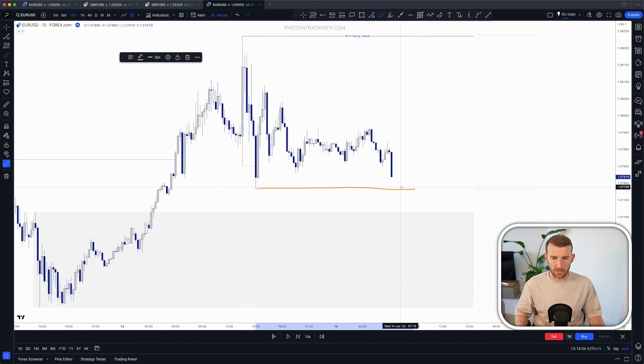So obviously I don't want to buy because this is a weak low and there's nothing going on. I want to wait for that low to break and then look for the long, okay? I don't want to be buying from a weak low.